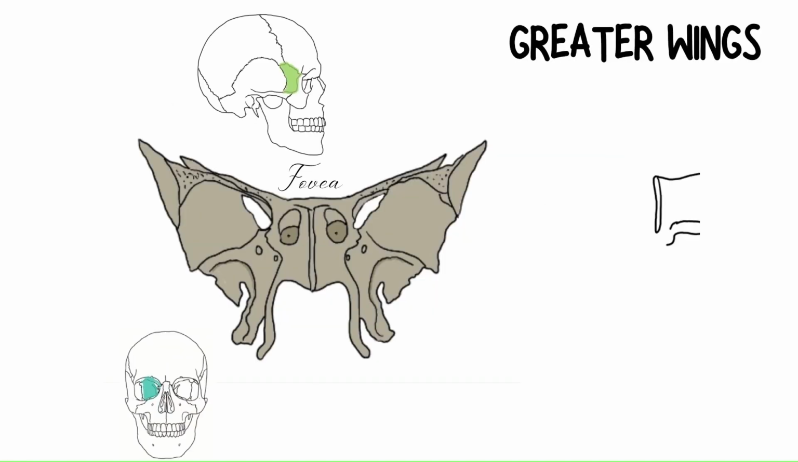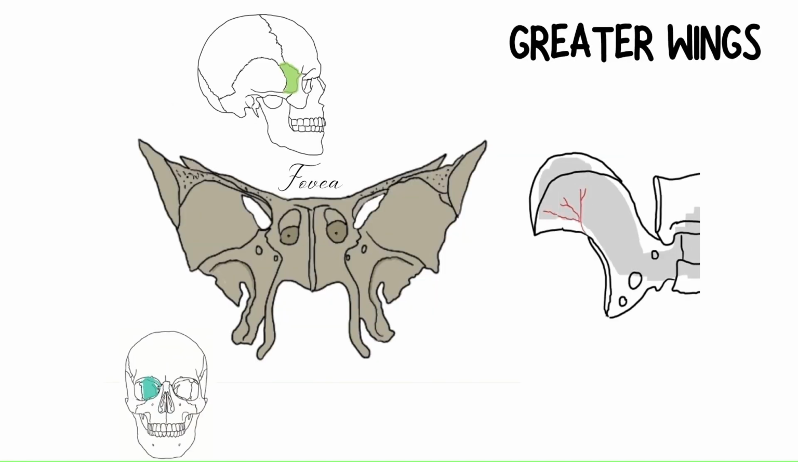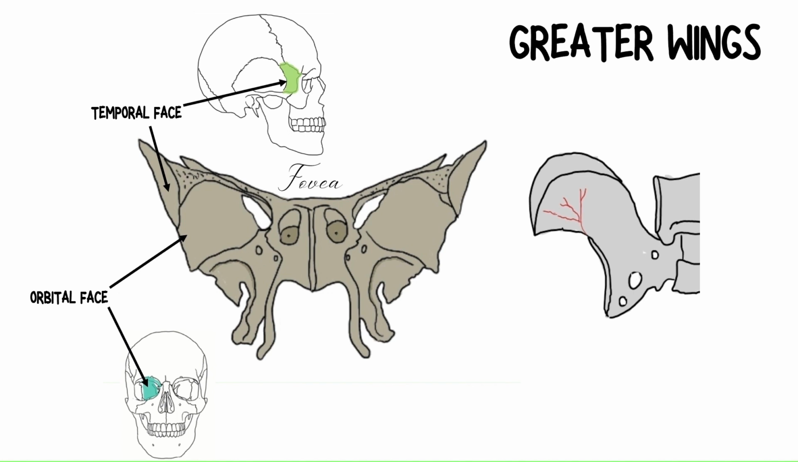The greater wings of the sphenoid have a lateral face that is extracranial. It is the only part of the sphenoid that is part of the cranial vault, and it is divided into 2 faces. A temporal face where the anterior bundle of the temporalis muscle inserts, and it is the only place on the sphenoid that we can touch outside the mouth. The other face is the orbital face, which represents the bottom of the orbit and is therefore located behind the eye. The 2 faces are divided by the zygomatic rim.